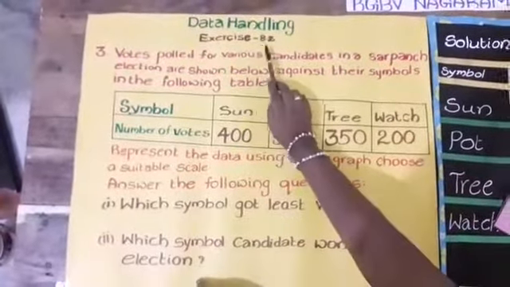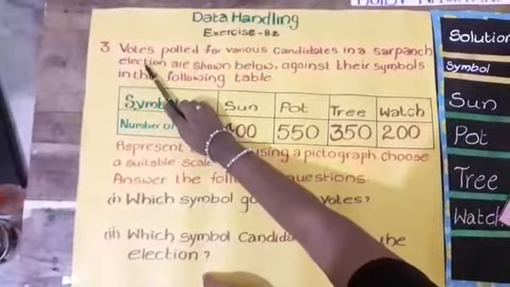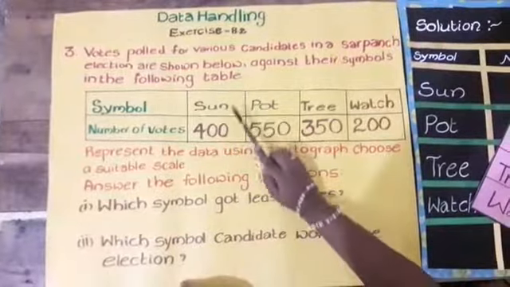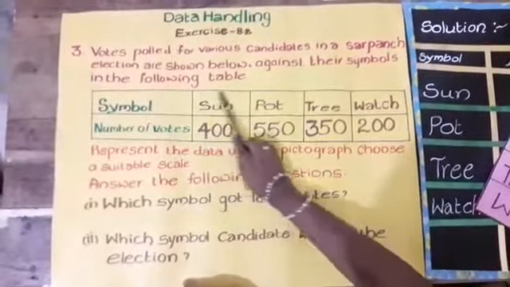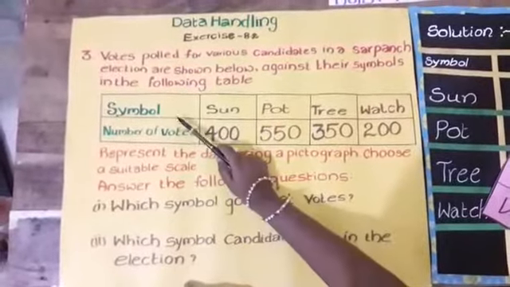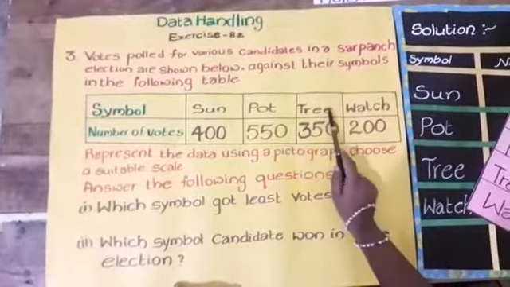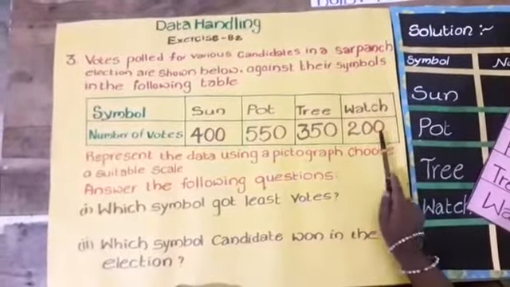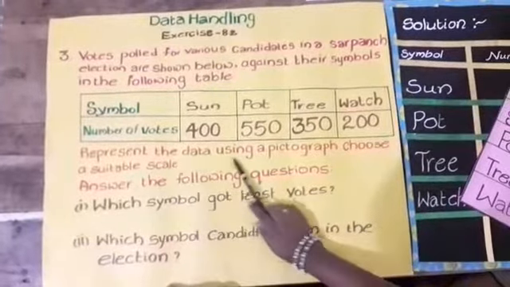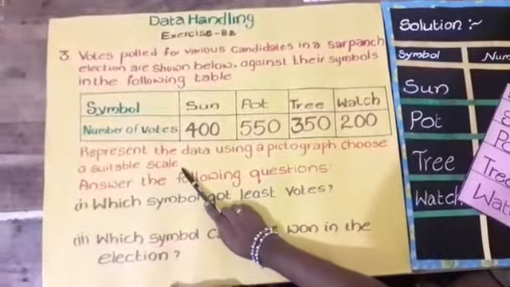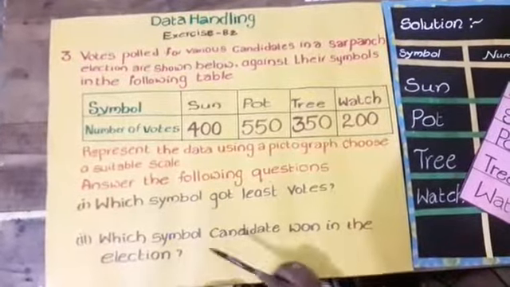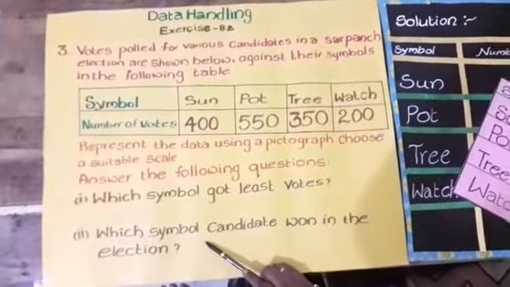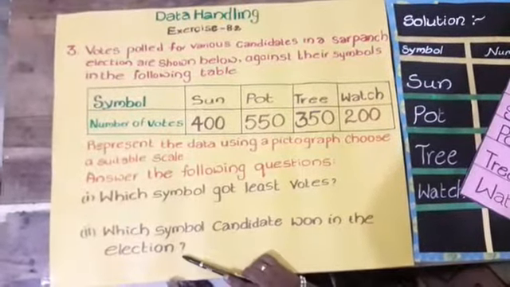Now let us take exercise 8.2, the third sum. What is given? Votes polled for various candidates in a Sarpanch election are shown against their symbols in the following table. Look here, the symbols are sun, pot, tree, watch. Number of votes: 400, 550, 350, 200. Represent the data using a pictograph. Choose a suitable scale. Answer the following questions. First question: which symbol got the least votes? And second question: which symbol's candidate won the election?